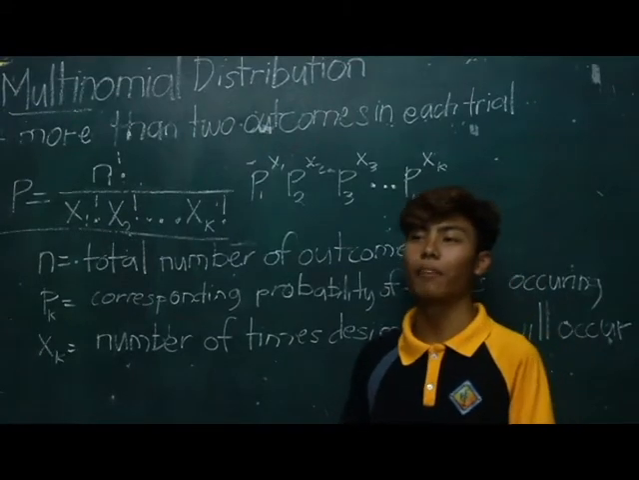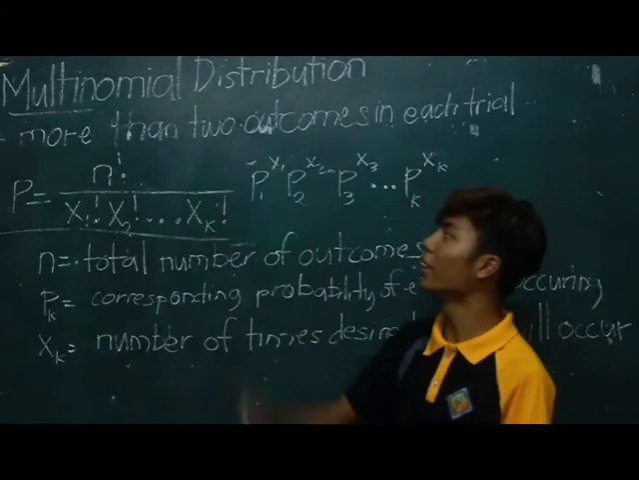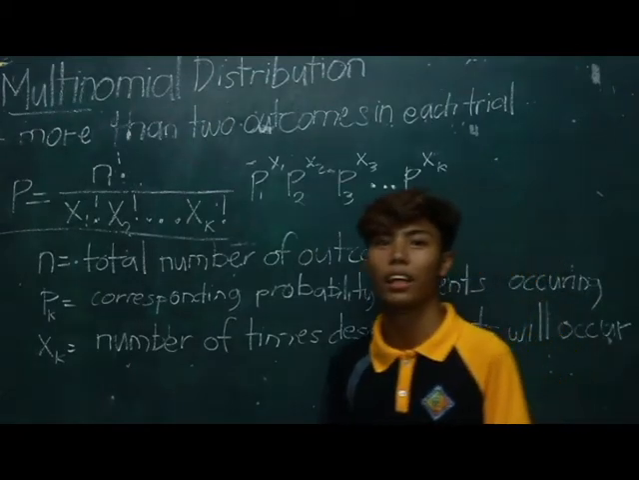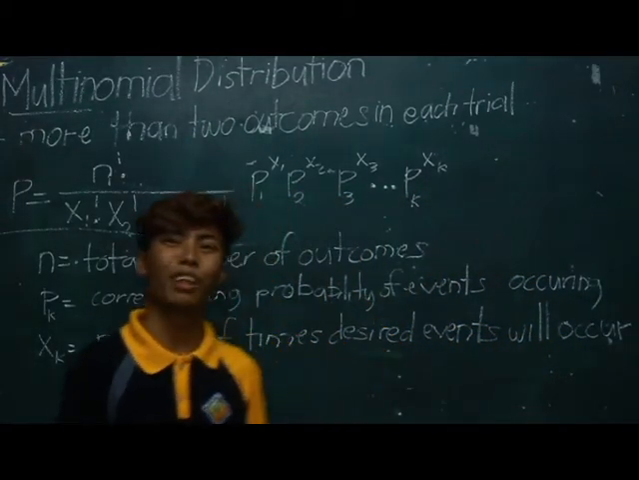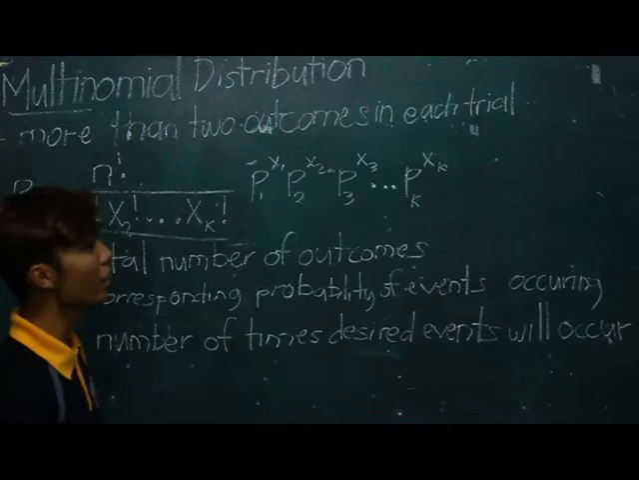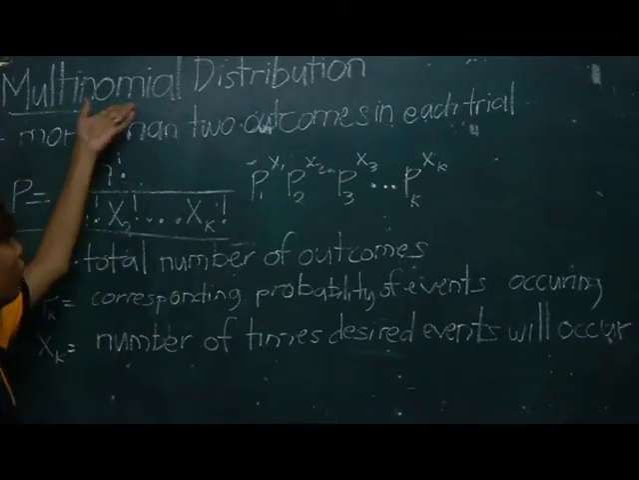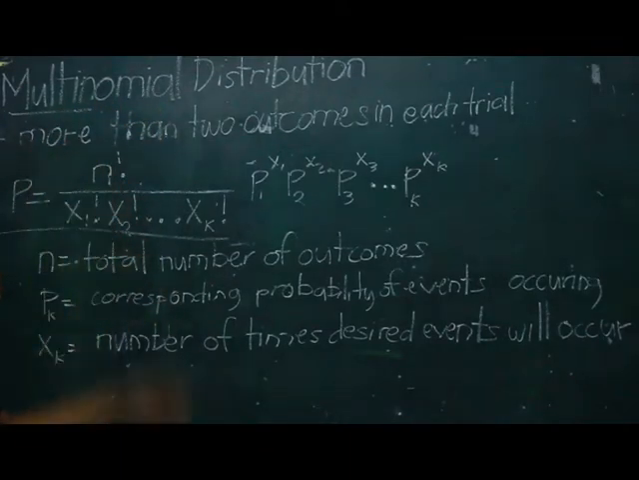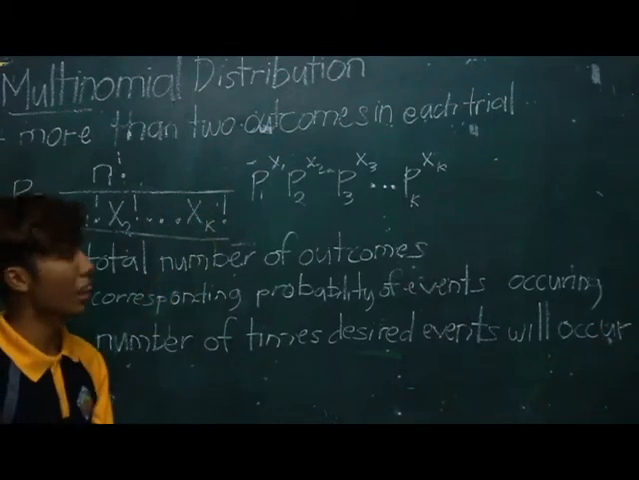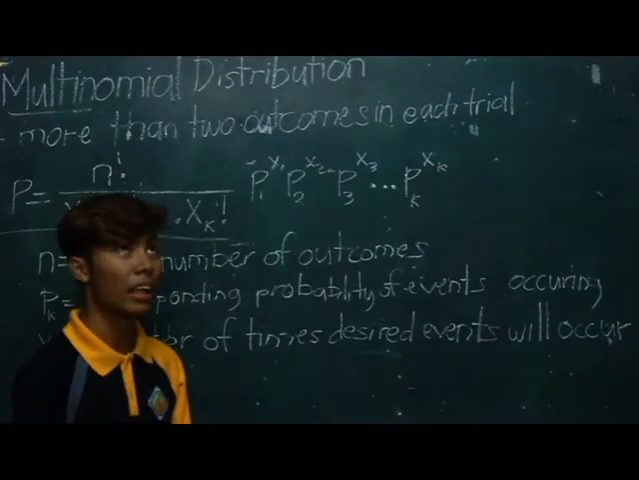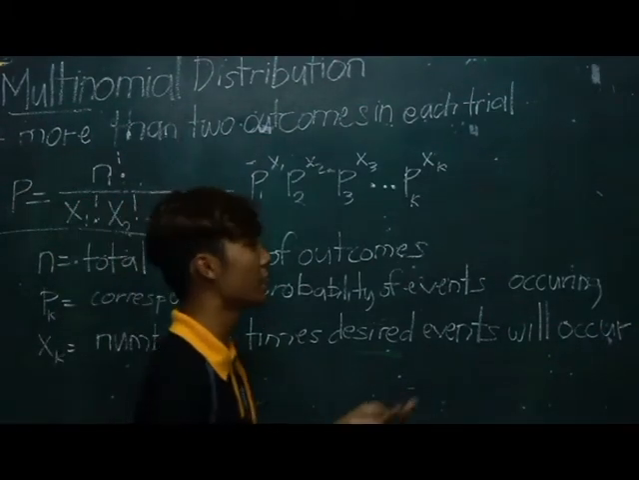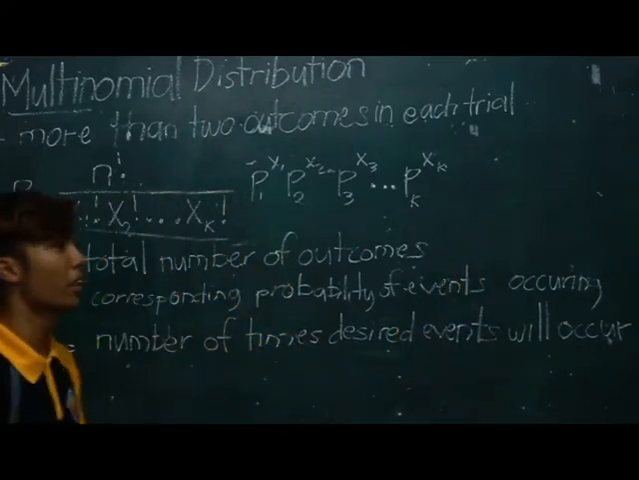Good day, I am your video presenter and I am here to discuss multinomial distribution. So, what is a multinomial distribution? Well, as you can see in the word itself, multinomial distribution means there are 2 or more outcomes in each trial. So that is 3, 4, 5, 6, 7, 8, and so on and so forth.